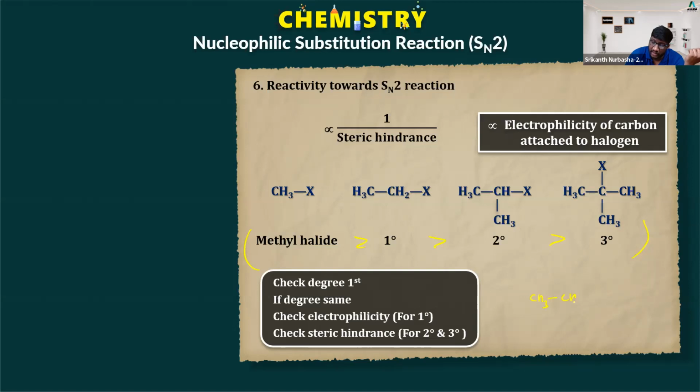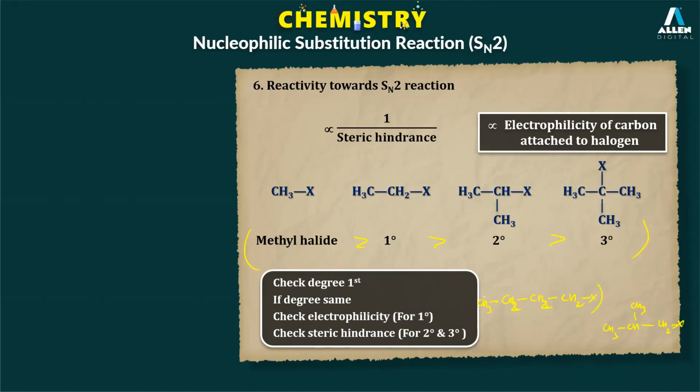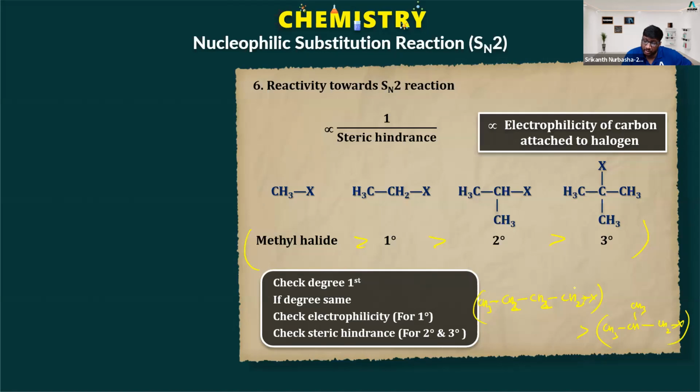Like I will give these compounds: CH3CH2X, CH3CH2CH2X, and CH3CH2CH2CH2X, and (CH3)2CHCH2X. Out of these two, which is more reactive towards SN2? The first compound will be more reactive, because the carbon-halogen bond is polar, generating partial positive here and partial negative here. The partial positive charge is nullified by only one carbon-carbon bond. But here you have two methyl groups, both electron donating. They will donate electron density greatly, decreasing the positive charge greatly. So if the degree is the same, if we have the same primary alkyl halides, then you have to check the electrophilicity. Less electrophilic means less reactive, more electrophilic means more reactive.